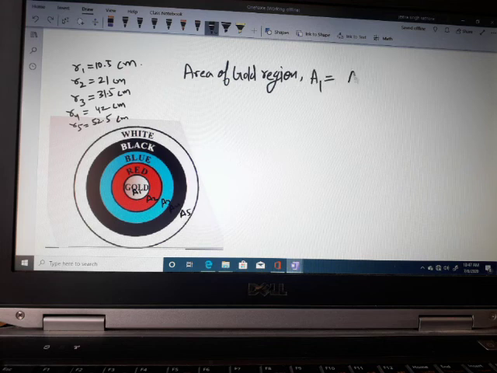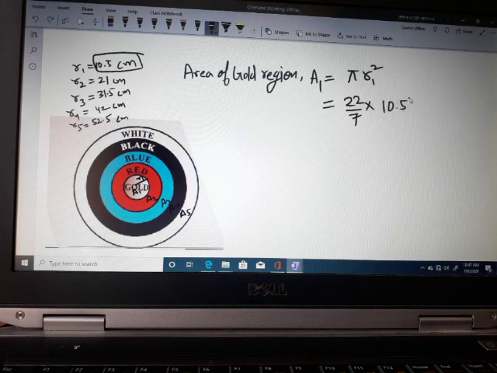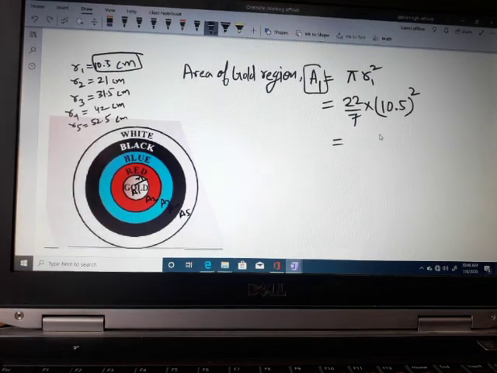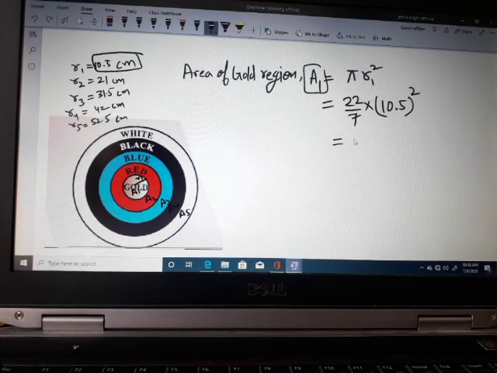A1 is equal to pi r square. Pi r square. Pi is not given, we will consider 22 upon 7. 22 upon 7 times R1 square. This is the radius of this one, R1. What is the value of R1? 10.5. That is equal to 10.5 square. After solving this, you will get the area of this A1. Solve this and you will get the answer 346.5 centimeter square. That is the unit, this is the area of this gold region.